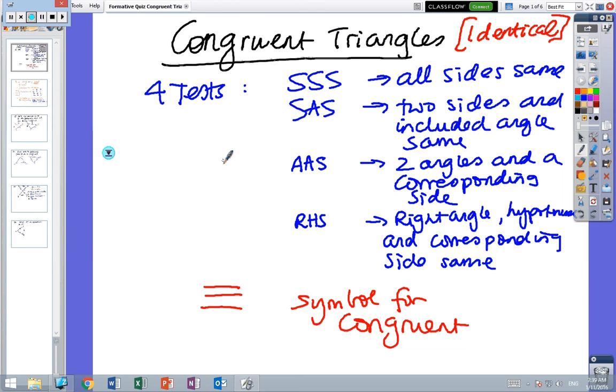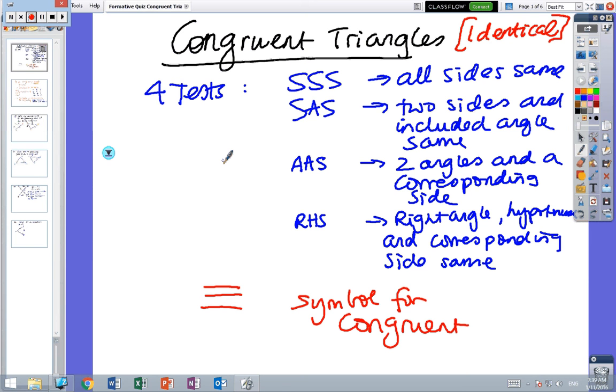Okay, so we're looking at a congruent triangle quiz to see how you're going, and just to remind you of a few things. Congruent triangles are identical in every respect. There are 4 tests, and the tests are, as written on the board, SSS, SAS, AAS and RHS. They're the only 4 tests.